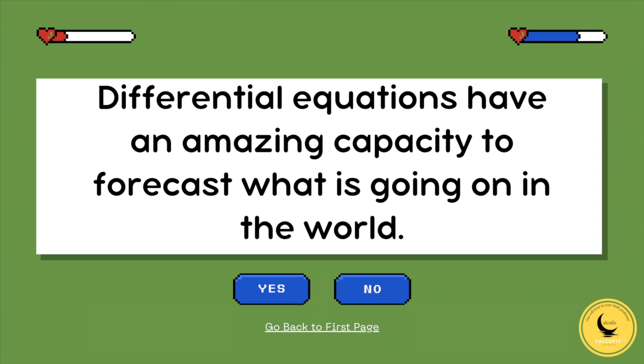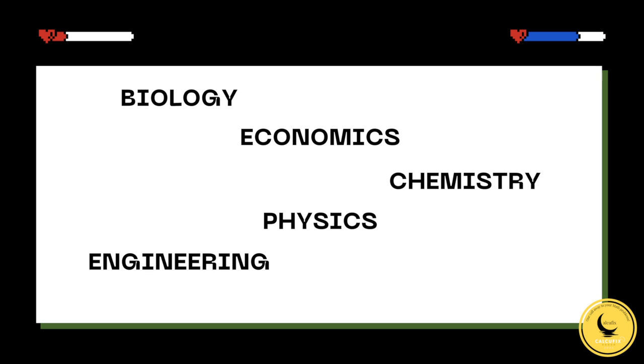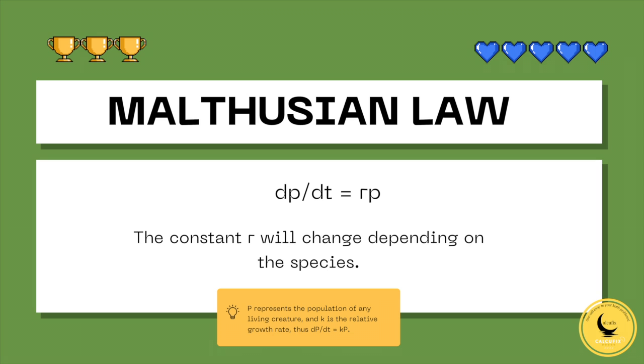Differential equations have an amazing capacity to forecast what is going on in the world. They are employed in everything from biology to economics to physics, chemistry, and engineering. They may be used to represent exponential growth and decay, species population expansion, or investment return changes over time. The Malthusian law of population growth is one of the most fundamental examples of differential equations. The formula dP/dt = rP depicts how the population P changes over time. Depending on the species, the constant r will vary. This equation was utilized by Malthus to forecast how a species will expand through time.